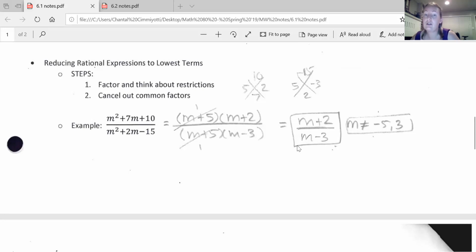You can never reduce terms, only factors. So I reduced these because they are factors. It's something times something. I cannot cross cancel the m's because this is a factor. The whole thing is a factor. M is just a term. Cannot cancel terms, only factors.